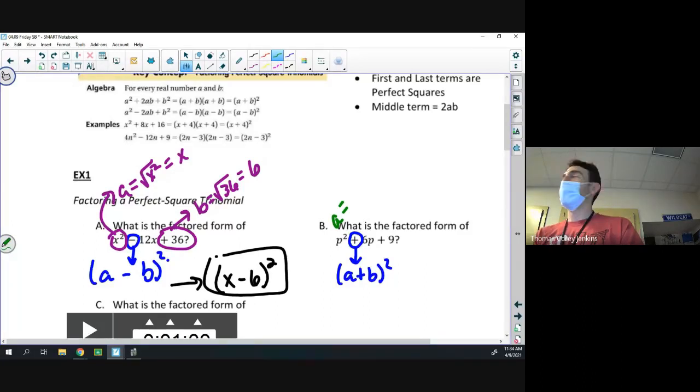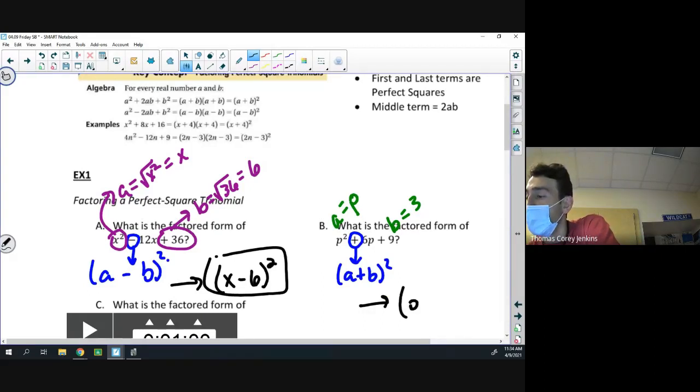All right, Robert, we got a lively bunch today. What's a? P is exactly right. Yep, that's right. Yep, you got it. All right, so what is b? What's b? Yes, 3. So if a is equal to p and b is equal to 3, we're plugging into a plus b squared. What's my final answer? Andrea? P plus 3 squared.